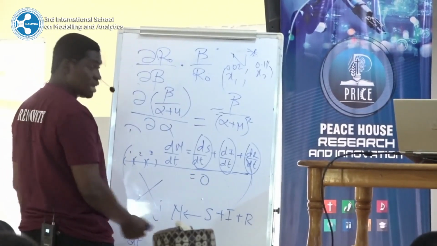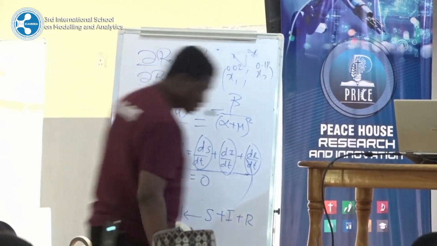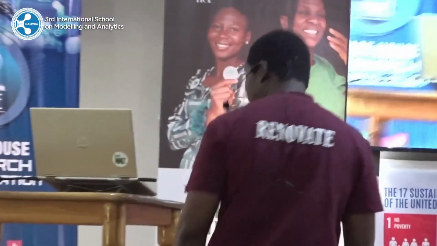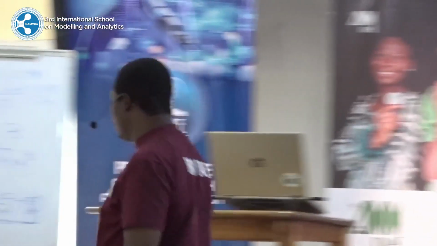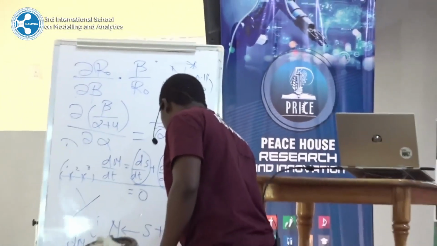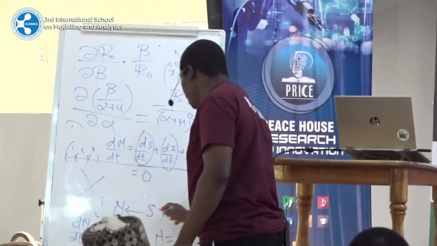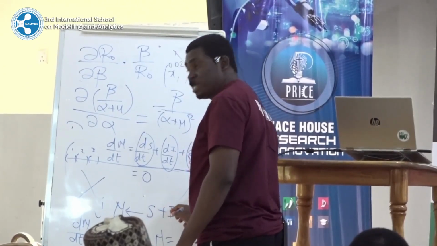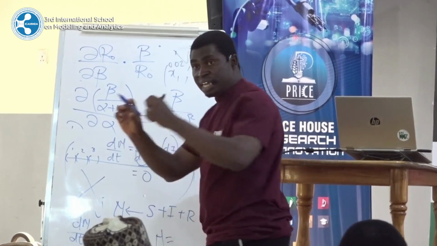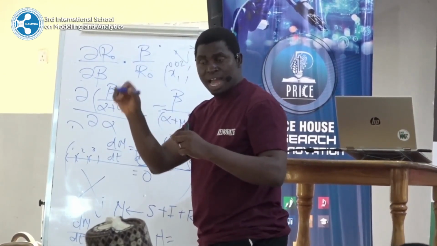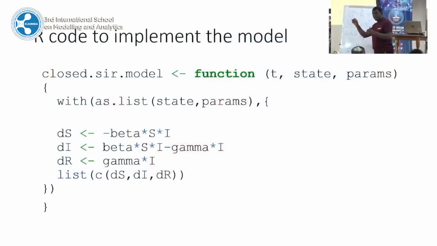So to get n, you integrate 0, what are you going to get? Constant. Is that okay? So it's a constant value, meaning that if I know what my n is at the beginning, n will just be what I have there: S0 plus I naught plus R naught. Is that okay? When you add it up, what are we going to have?